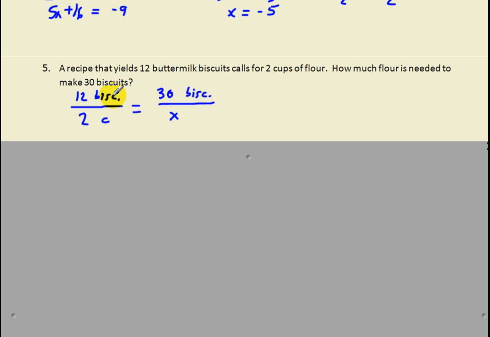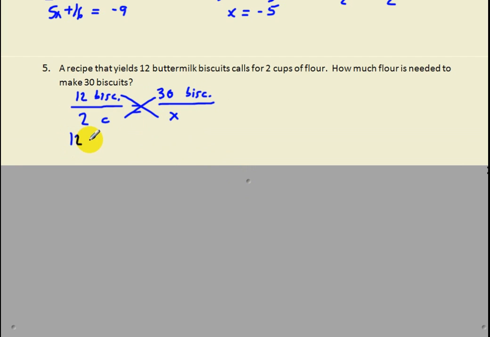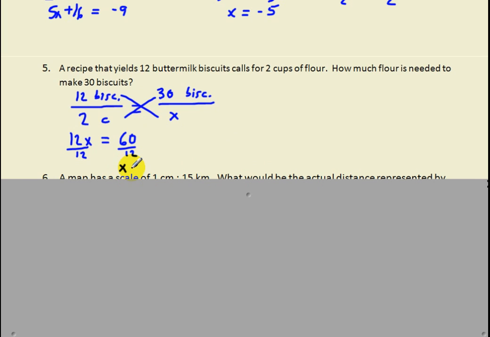Okay, so notice the units match up: biscuits to cups of flour, biscuits to cups of flour. And that's how you can tell whether you have your ratio set up correctly. So we're going to cross multiply here, and we'll have 12x, so 12 times x equals 2 times 30 is 60, and then divide by 12. So we get x is equal to 5. And of course this is cups, so our answer is 5 cups of flour.